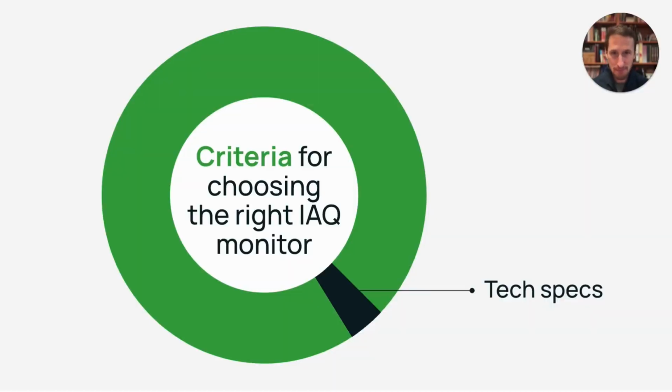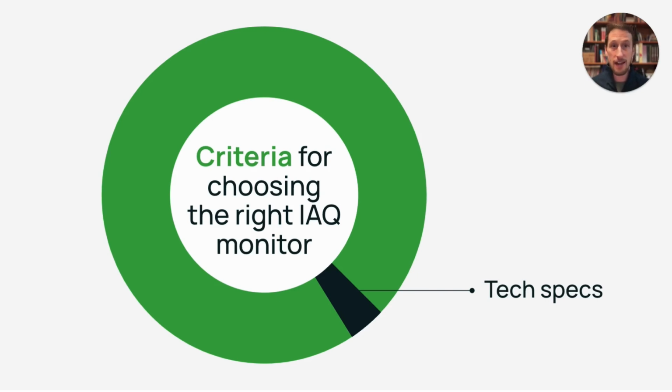So here's why. Let's take an example. Let's say that monitor A has a CO2 range that goes up to 5,000 ppm, and monitor B has a range that goes up to 10,000 ppm. It seems like the monitor that goes up to 10,000 ppm is naturally a better choice, and you should just go with that one. However, in this type of situation, the range of CO2 is just a tiny fraction of what you really should be looking at.